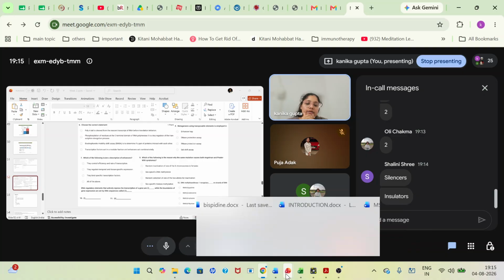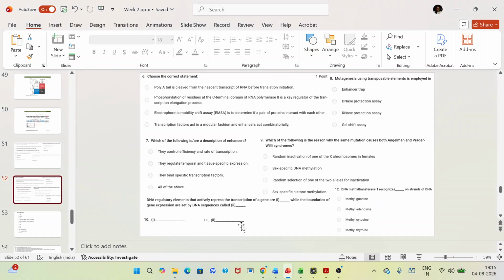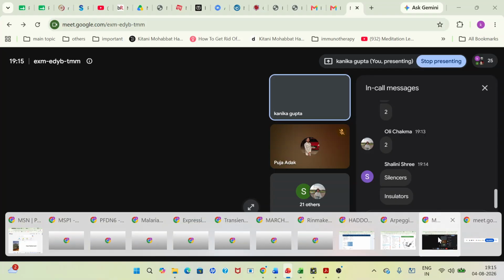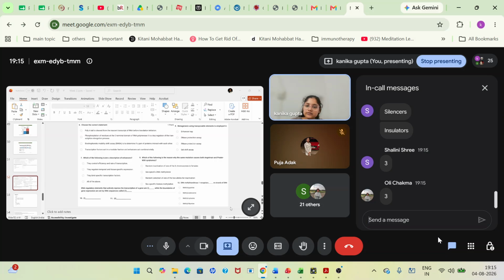Okay? Next question is DNA methyl transferase 1 recognizes dash on strands of DNA. What does it recognize? In which area does methylation happen in DNA? Yes, the answer is methyl cytosines. It is the methyl cytosines which are recognized by these DNA methyl transferases 1. Yes, hemimethylated DNA. You're right, Shalini.